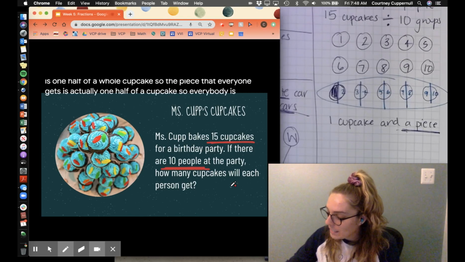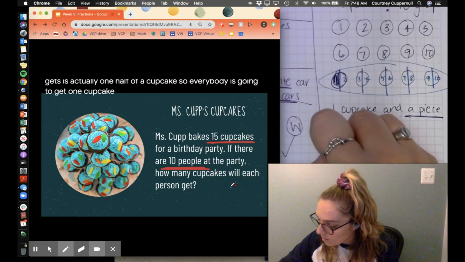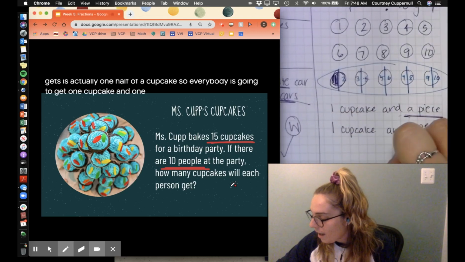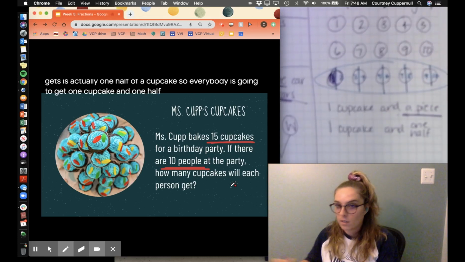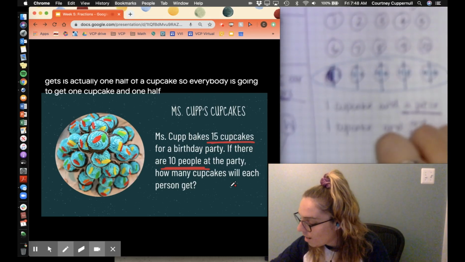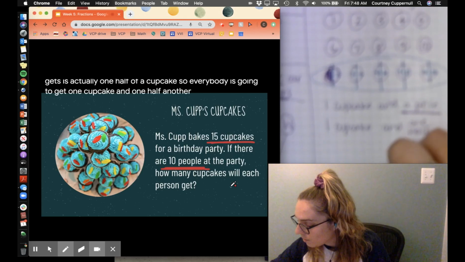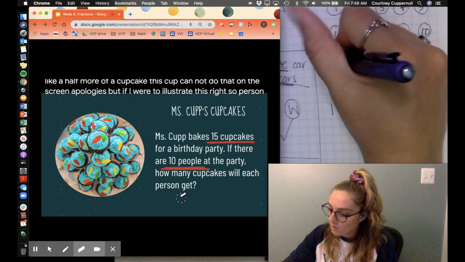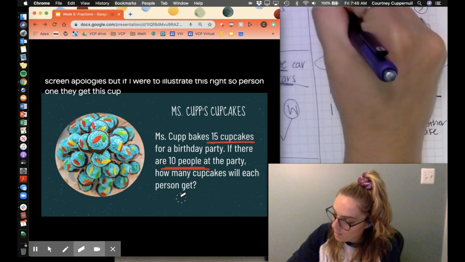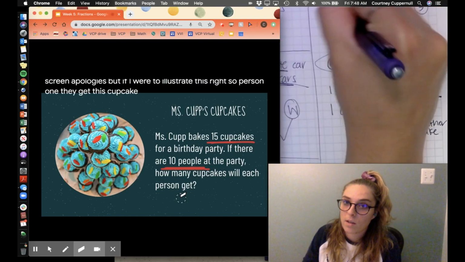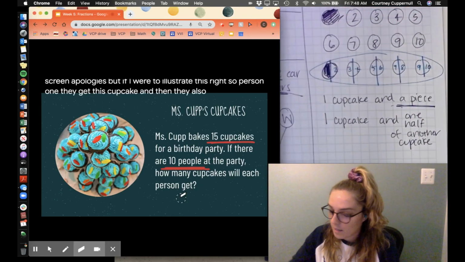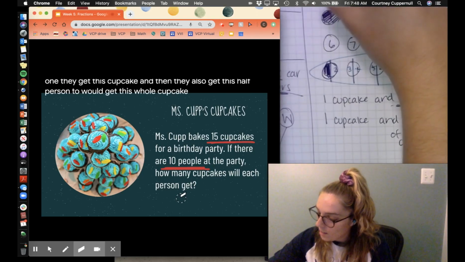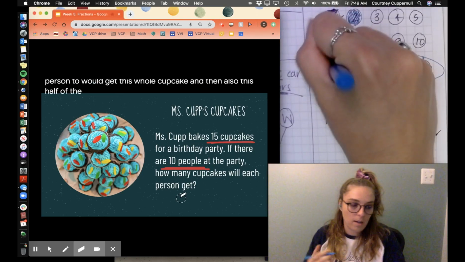So everybody is going to get 1 cupcake and 1/2 of another cupcake. So person 1, they get this cupcake, and then they also get this half. Person 2 would get this whole cupcake, and then also this half of the cupcake.